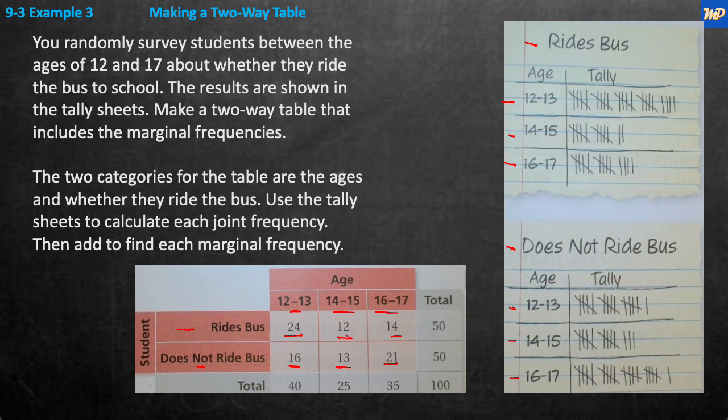Now we're going to add the columns. They want to know the marginal, for instance. The 2 categories for the table are the ages and whether they ride the bus, right? Here they are, ages and ride the bus. Use the tally sheets to calculate the joint frequencies. That's what we did here. Joint frequencies are these numbers in the table. And to find out the marginal frequencies, we're going to add in the row at the bottom here, and the column over here on the side. We're going to add this portion in here. Okay, totals.